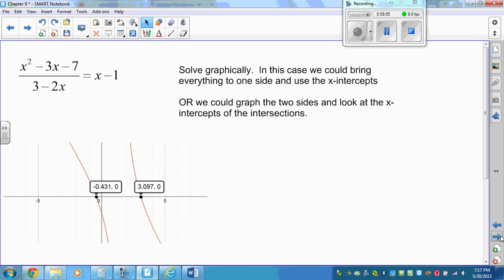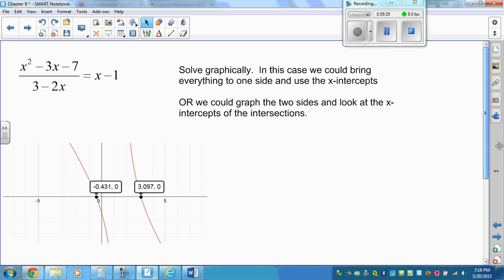Next up. This one, it says solve graphically. In this case, we could bring everything to one side and use the x-intercepts, or we could graph the two sides and look. So I've already looked at here, and I'm taking the x-intercepts, so there are my two answers.